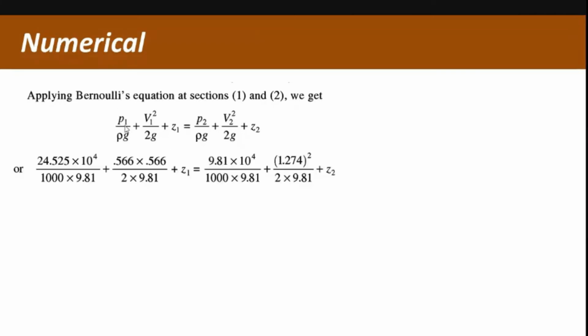Okay, so we will put the values here. The value of P1 was 24.525 into 10 power 4 divided by 1000 into 9.81, the values of rho and g, plus velocity squared, where velocity is 0.566 whole square divided by 2 into 9.81, plus Z1. Z1 is not known. That equals P2. P2 is 9.81 into 10 power 4 divided by 1000 into 9.81 plus V2 square, where V2 is 1.274 whole square upon 2 into 9.81, plus Z2.